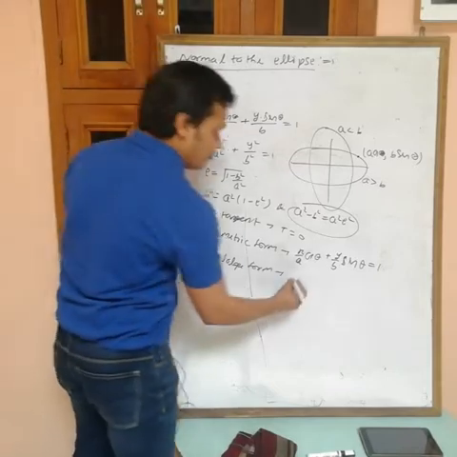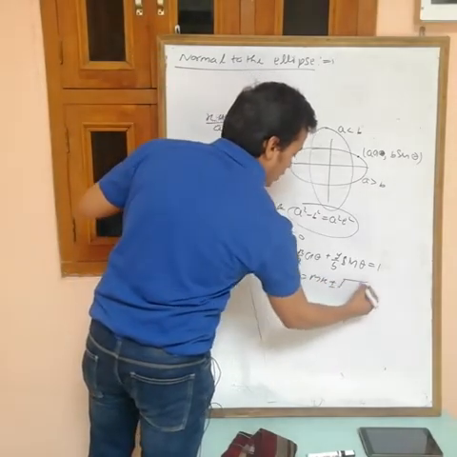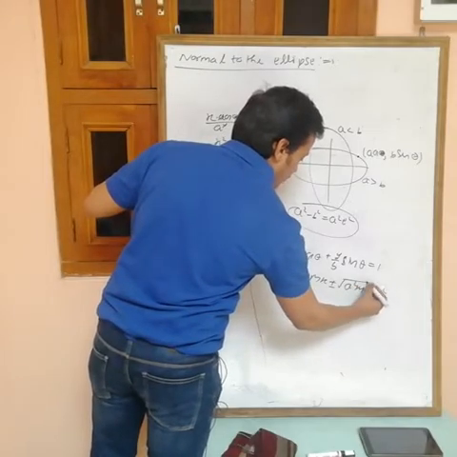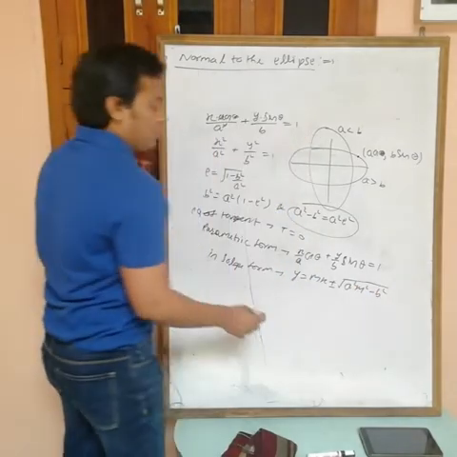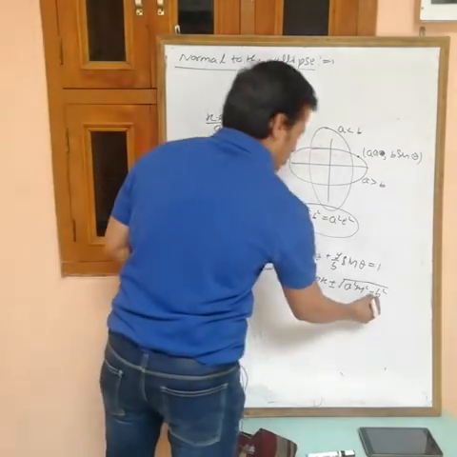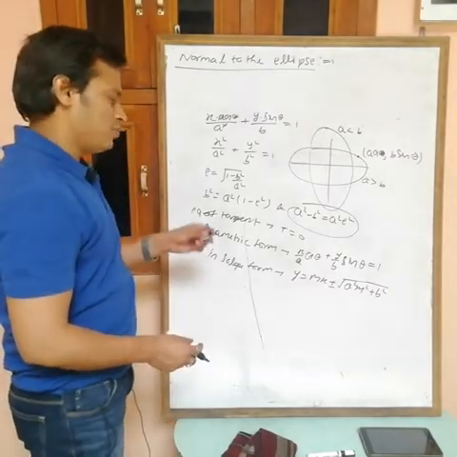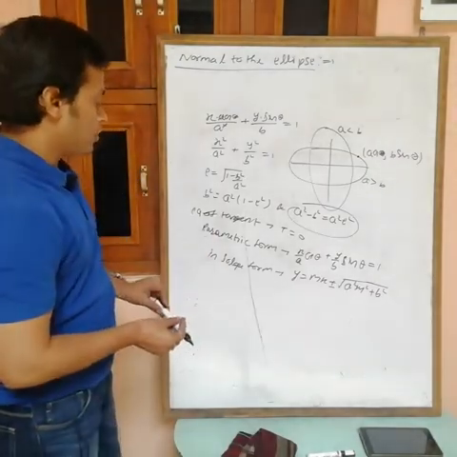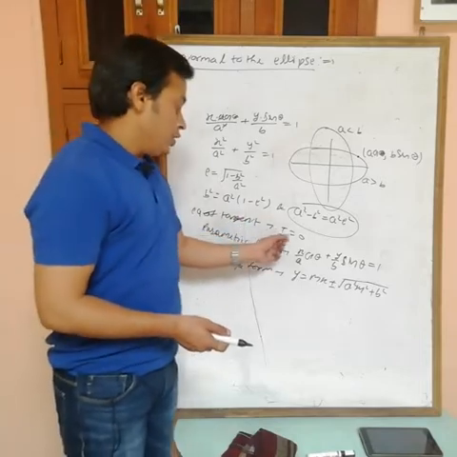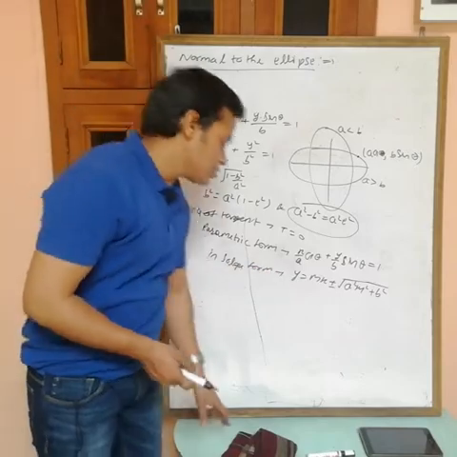And in slope form, y equals to mx plus minus root of a square m square plus b square. Check plus b square or minus b square, maybe plus b square. Okay, so we have equation of the tangent in Cartesian form T equals to 0, in parametric form, and this is in slope form.